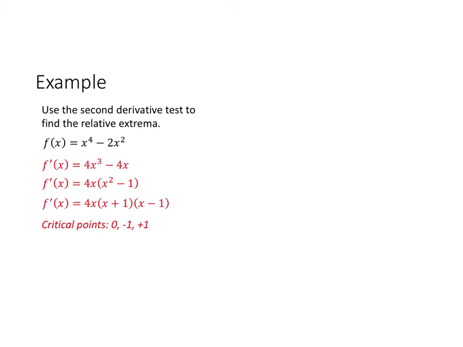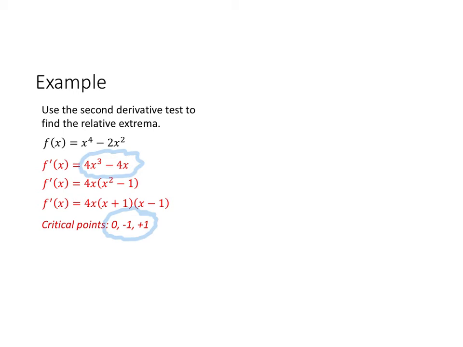Well, the first thing we're going to do is find the critical points by taking the first derivative, okay? So if I take the first derivative of this function, we come out with 4x to the third minus 4x, all right? Factor that out and solve for that, and we find the critical points are 0, -1, and +1. So these are the critical points by using the first derivative test.